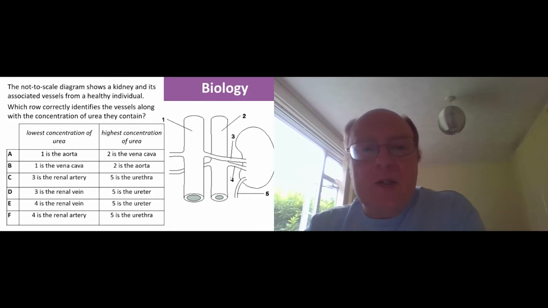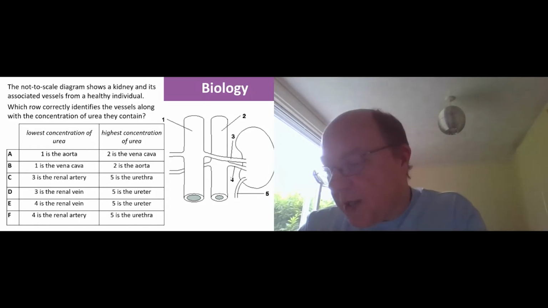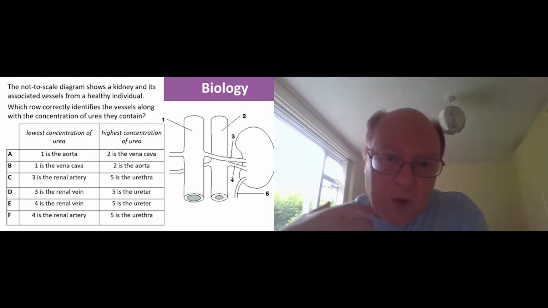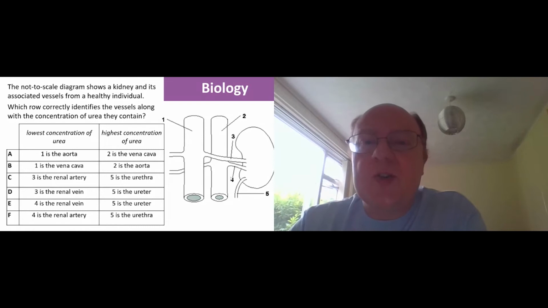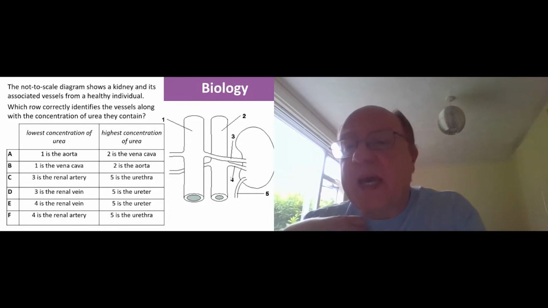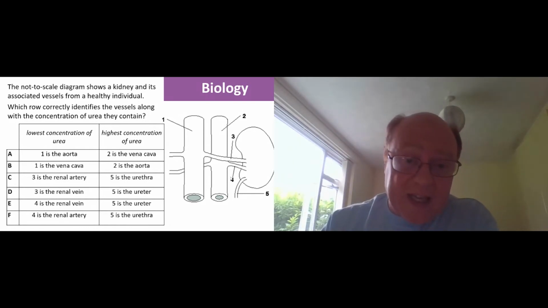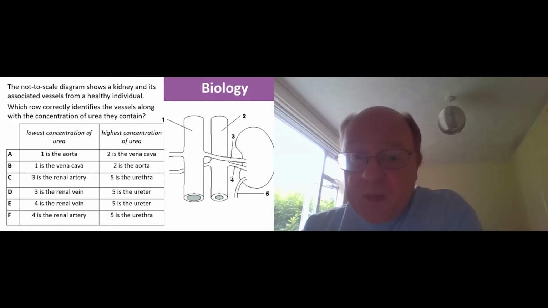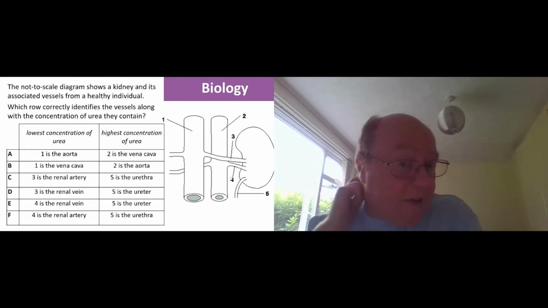If we start to think about the kidney and what the function of the kidney is, we can see that the 2 columns talk about the lowest concentration of urea and the highest concentration of urea. Now, one of the functions of the kidney is actually to extract urea from the blood and filter it out. So by that reasoning, we can know that the highest concentration of urea is going to be coming out of the kidney. So it's going to be in the vessel which is numbered 5 on the diagram. So that means that we can eliminate quite quickly options A and B, because they refer to 2 as being the area with the highest concentration of urea. So now we have 4 options.